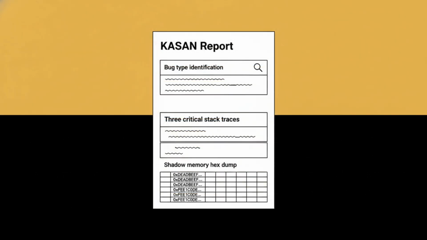When KASAN detects a bug, it prints a highly detailed report to the kernel log. This report is your roadmap to fixing the issue. It starts by identifying the bug type, such as slab out of bounds or use after free. It then provides the exact instruction address where the fault occurred, followed by 3 critical stack traces: the stack trace of the current access, the stack trace of the memory allocation, and the stack trace of the deallocation if applicable. Finally, it provides a hex dump of the shadow memory around the faulting address. For a senior engineer, these reports turn a needle in a haystack search into a targeted fix, drastically reducing the mean time to repair for critical kernel bugs.